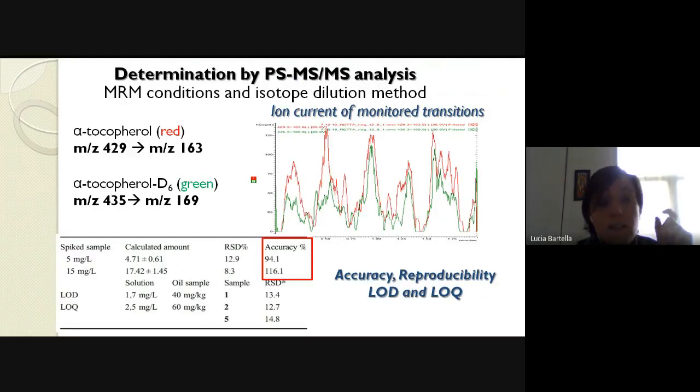The quantitative determination was performed under MRM condition, and also in this case the obtained results are quite good, accuracy and limit of detection and quantification.